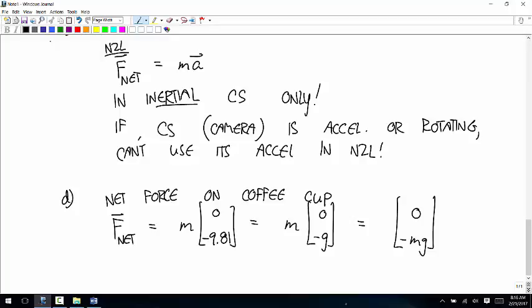Any questions about that problem? Yes. If it's what? If the centripetal force is removed. Mm-hmm. Yeah.